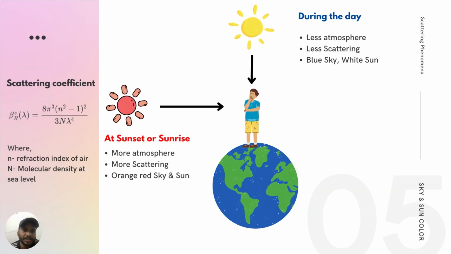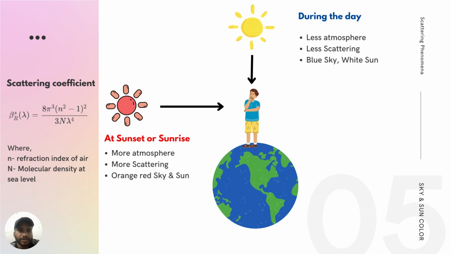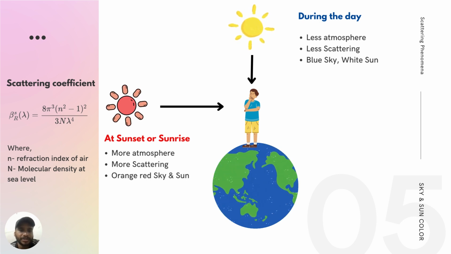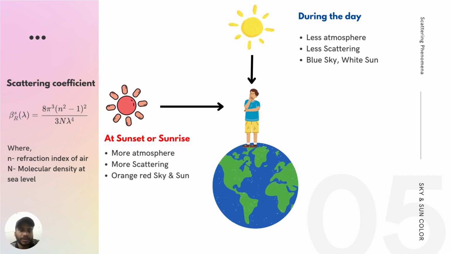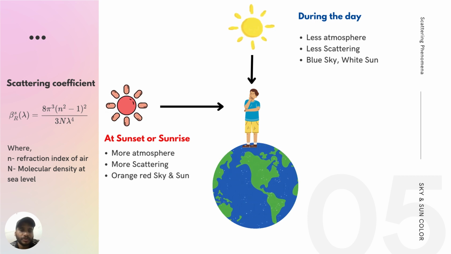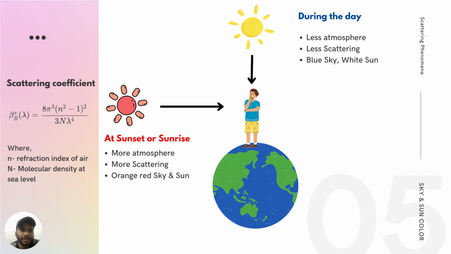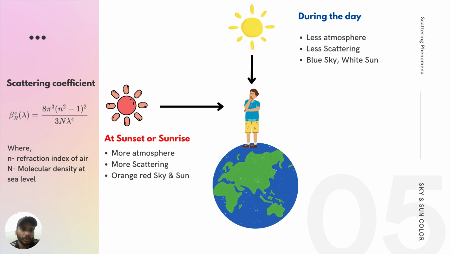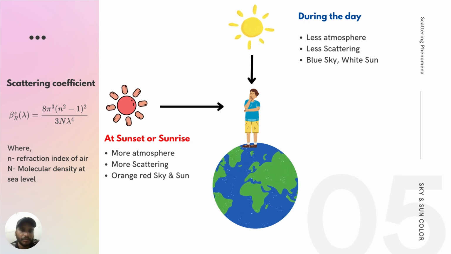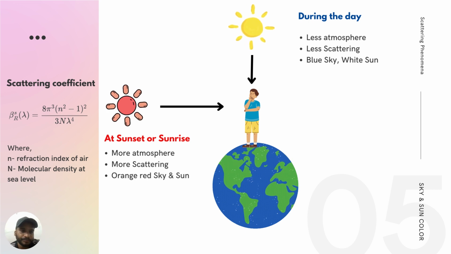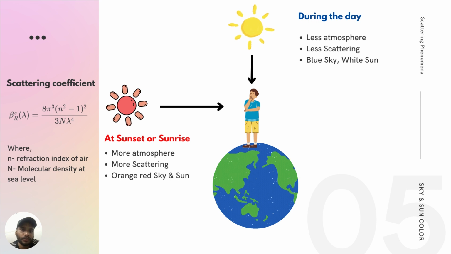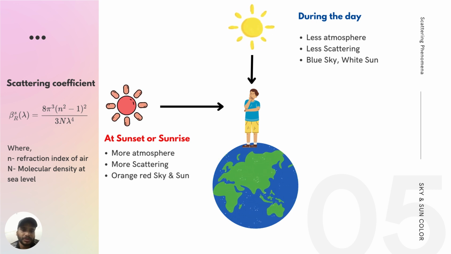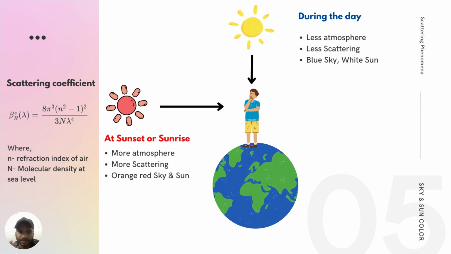Beta is a scattering coefficient. It depends on n squared, where n is the refractive index, and N is the molecular density, and also inversely on lambda to the power 4. So when the scattered wavelength is less, beta will be more, and when the scattered wavelength is more, beta will be less, right? It is inversely proportional to lambda to the power 4. So this is the basic reason: because of beta, the sky has its color.